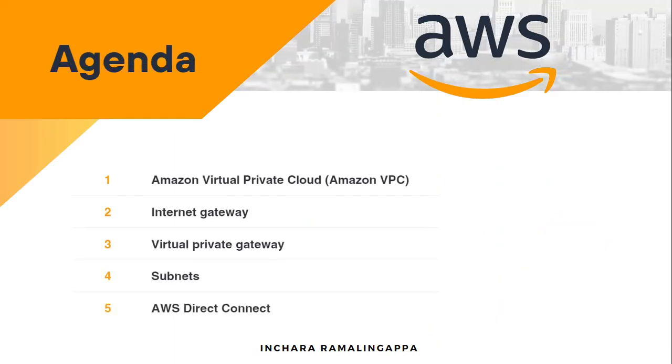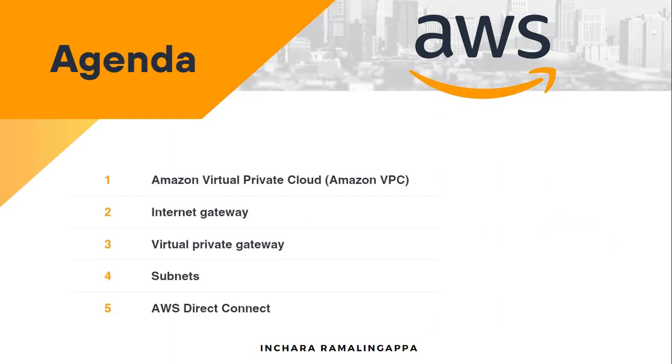Today's agenda, we have very first one, Amazon Virtual Private Cloud. Second, Internet Gateway, Virtual Private Gateway, Subnets, and finally we have AWS Direct Connect. In coming videos, I'll be explaining what is Network ACL, Security Group, as well as Web Application Firewall. But in today's video, we'll be concentrating only on AWS Direct Connect.